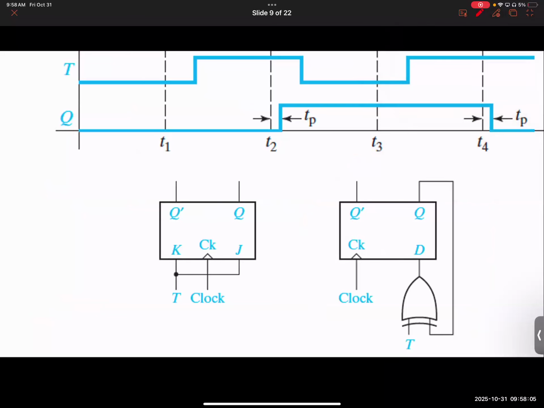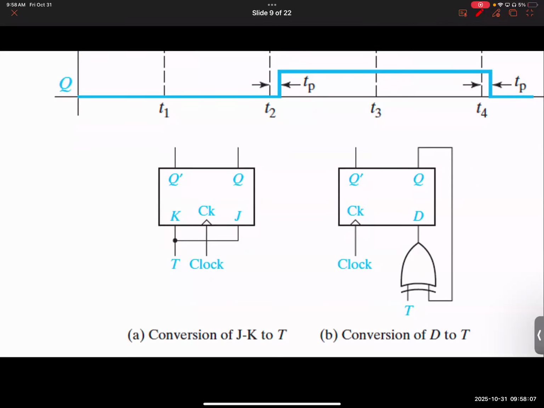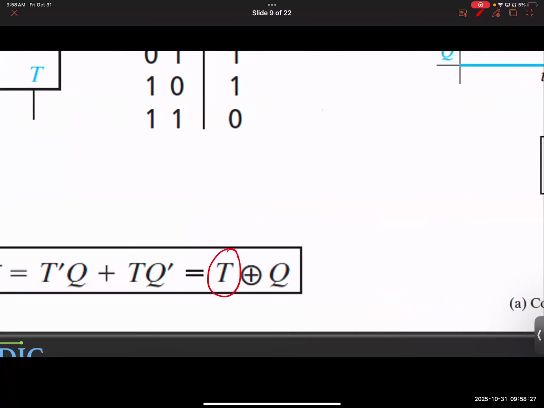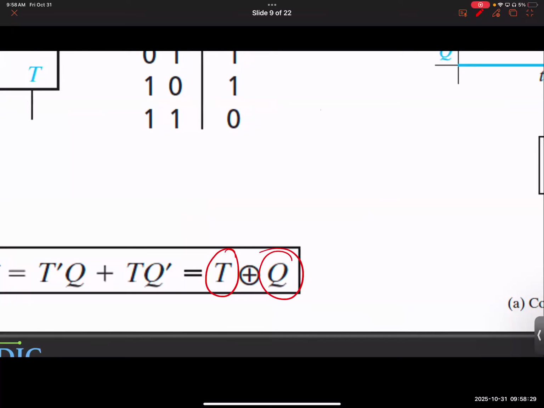Here is how. Notice. Are you still with me? What does a D flip-flop do, folks? It just takes the data and sends it to the output. No other complications. Take the data, send it to the output at the appropriate clock edge. So you just have to make sure your data is like the toggle function. What is the toggle function? The toggle function is toggle signal XOR output.